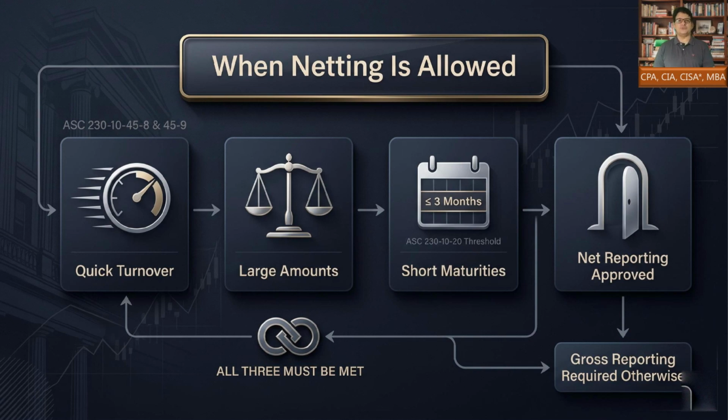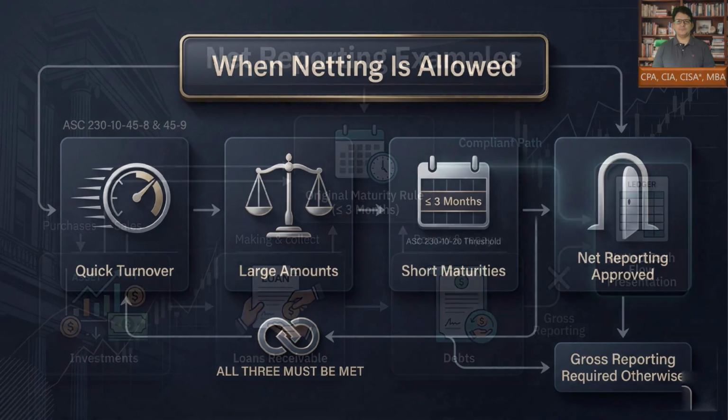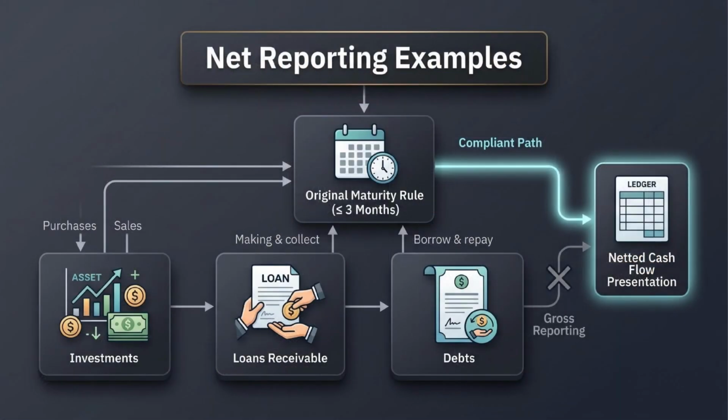If any condition fails, gross reporting comes back as the safer and usually required presentation. This is why the three conditions should be treated like a gate. If one lock does not open, the netting gate stays closed. Common examples of permitted net reporting include certain investments, loans receivable, and debts, but only when the original maturity test and related conditions are satisfied.